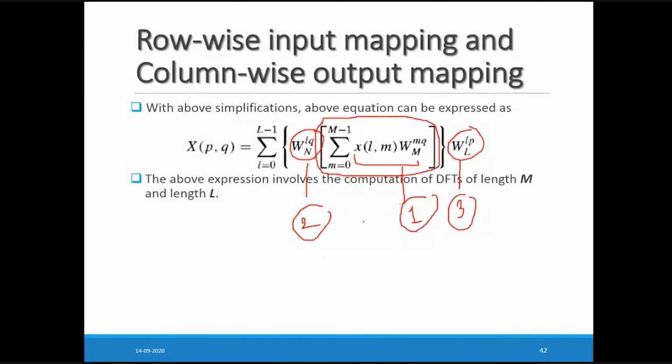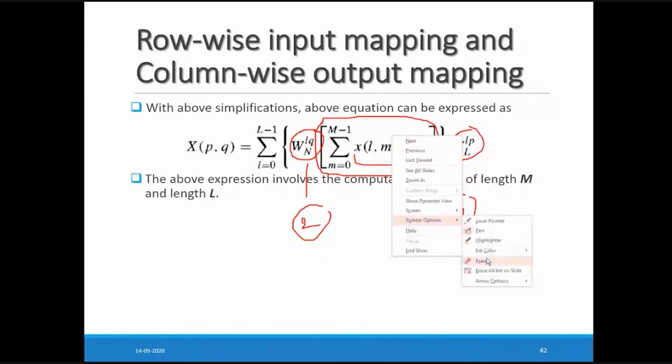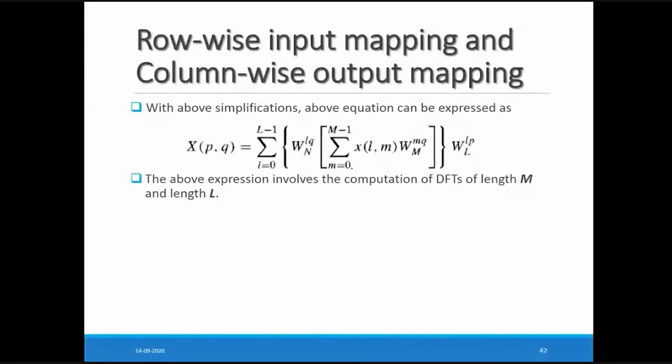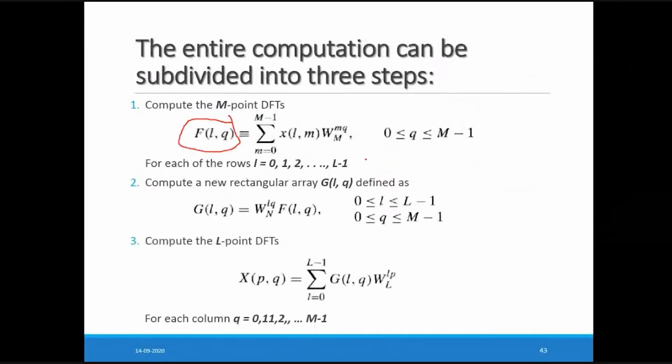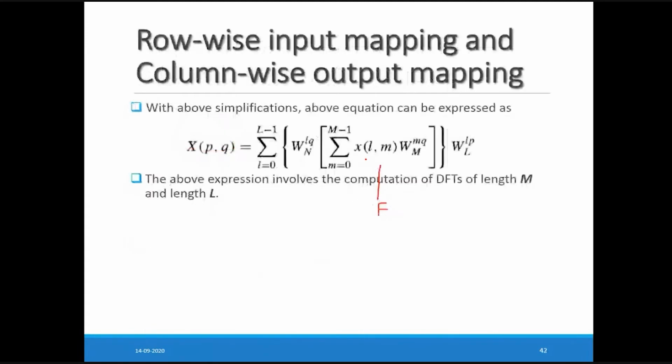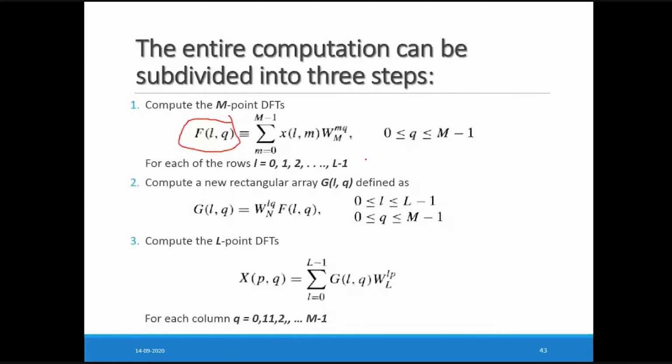Again, let me erase all this data. Okay, you can see our F term. I am writing only the term over here, F of LQ, which we represented as sigma m is equal to 0 to m minus 1, x of lm, omega m raised to mq. Okay, then second, here we have to calculate this for each of the rows, L is equal to 0, 1, 2 up to L minus 1. You have to calculate the F of LQ.